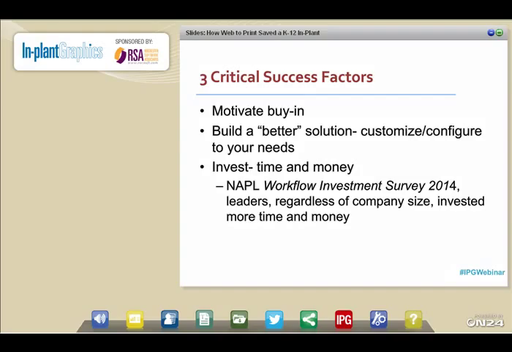And third, if you want to succeed with a web-to-print system, you need to invest time and money into it. As a recent NAPL study showed, when users were polled about how much time and money they had invested in technology, those that invested the most, it turned out, were the market leaders. So a direct correlation between investment and success. So prepare yourself for that reality.